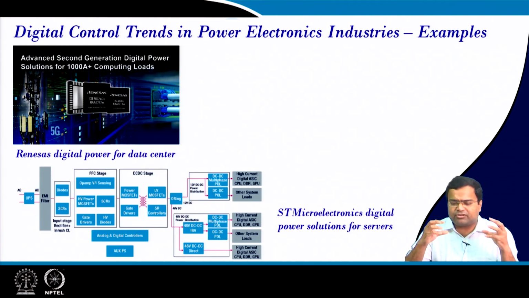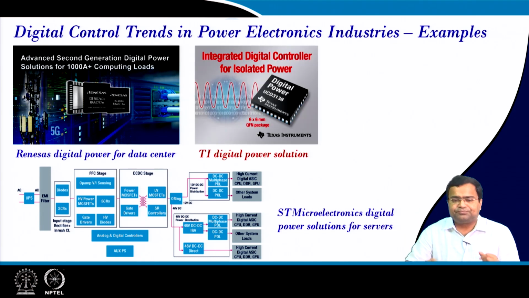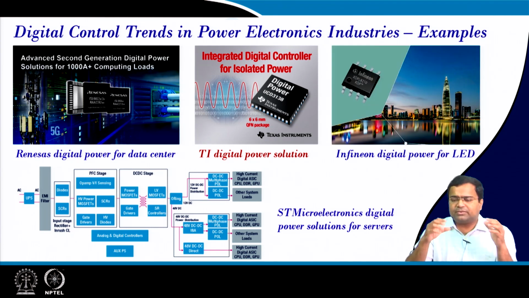Then the ST Microelectronics digital power solution for server, where you can have AC to AC, AC to DC, then DC to DC, and then DC to 48 volt to POL solution, which can be a digital solution. Another example is the Texas Instruments digital power solution, where one IC can be used for various power converter solutions. Then Infineon digital power for LED driving application. So, these are a few examples out of many such digital control products from these companies as well as other industry.